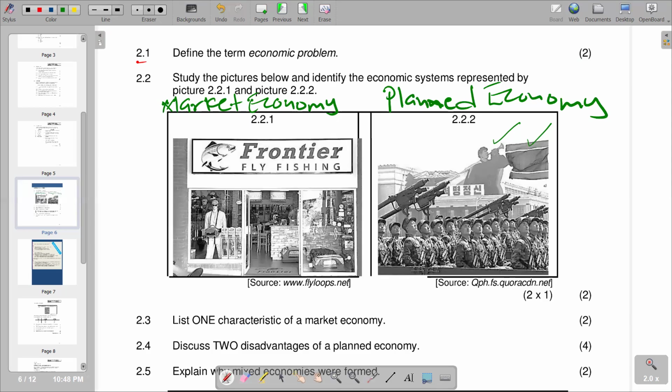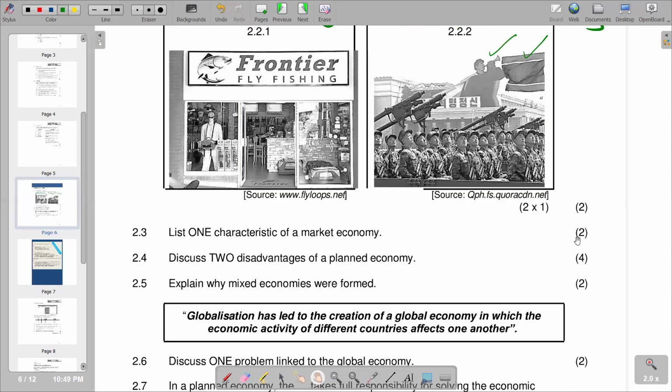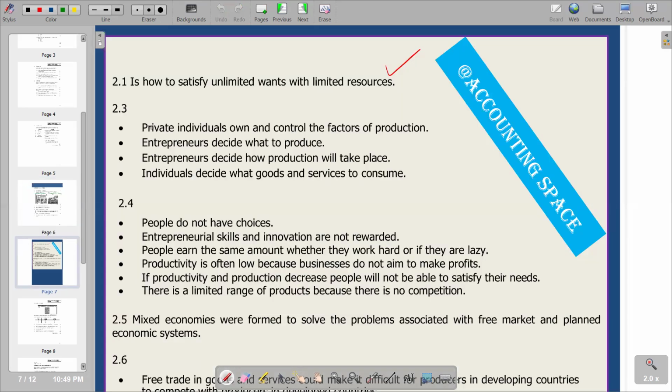Then we go to the next part of our question, which reads: list one characteristic of a market economy. The question has 2 marks, but we can take note that it only requires one characteristic. In a market economy, the factors of production, the resources, are owned by individuals. That's one of the major characteristics we can bring. Also, there is competition in the market economy. If you go to the other section, we have those characteristics listed. The first reads: private individuals own and control the factors of production, which are the resources. Secondly, individuals decide what to produce. Then individuals decide how production will take place, and finally, individuals decide what goods and services to consume. So basically, that's what we have.